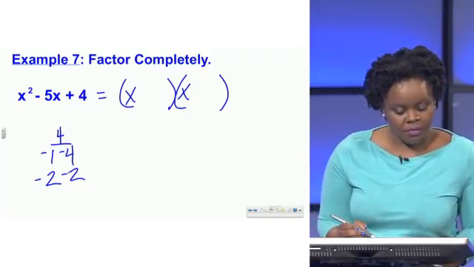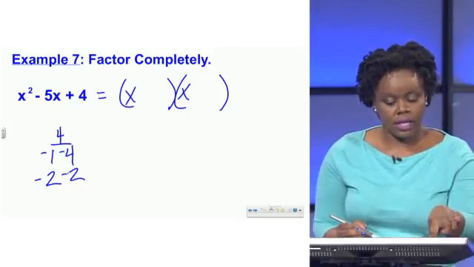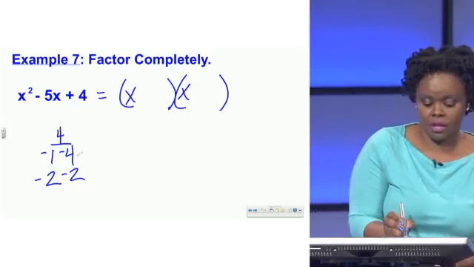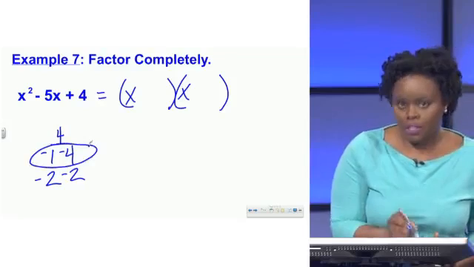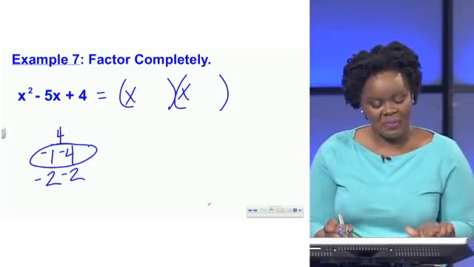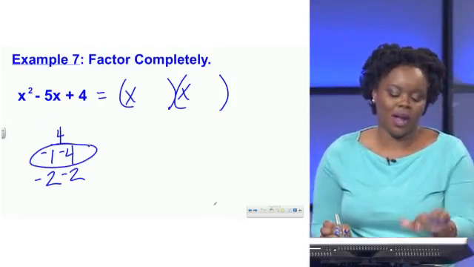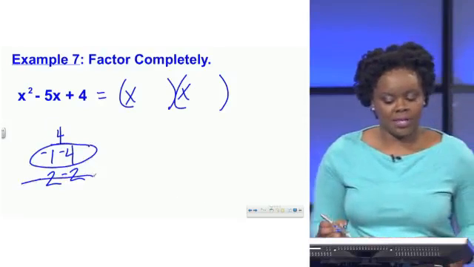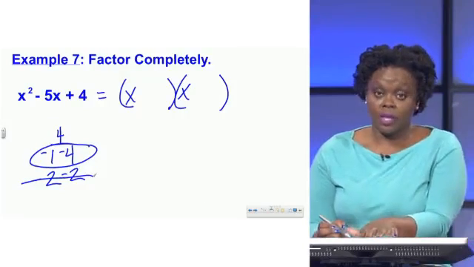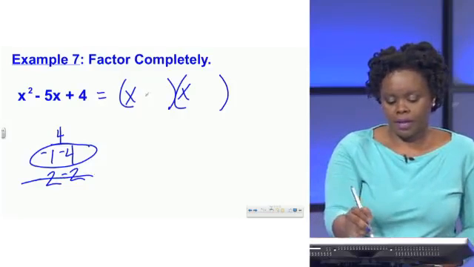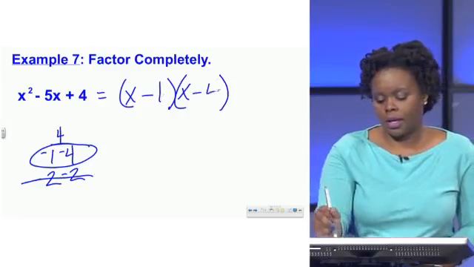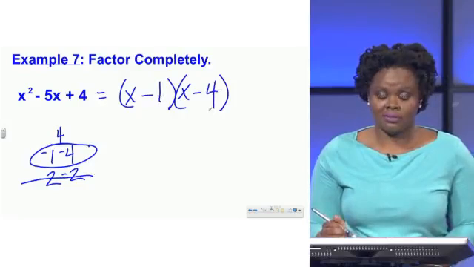All right, so negative 1 plus negative 4, that is negative 5. It was the first set this time. But I have to show you why it's not the second pair. Negative 2 plus negative 2 is negative 4, and we were trying to get negative 5. That's why it's not that one. So that means for my factors, I'd have x minus 1 and x minus 4. Okay?